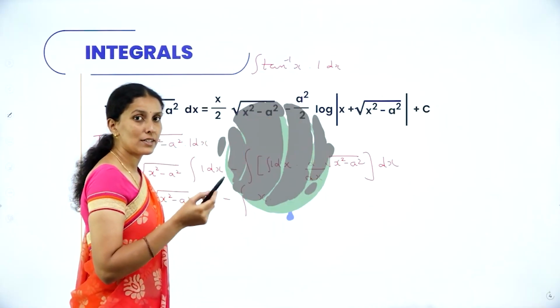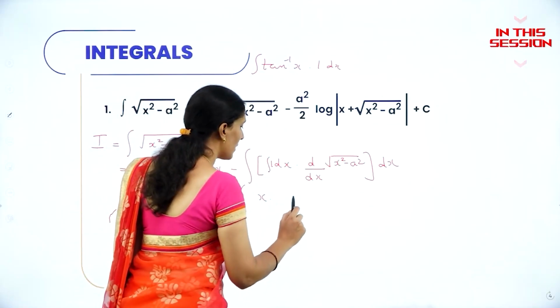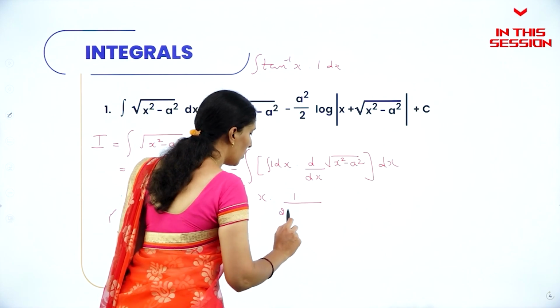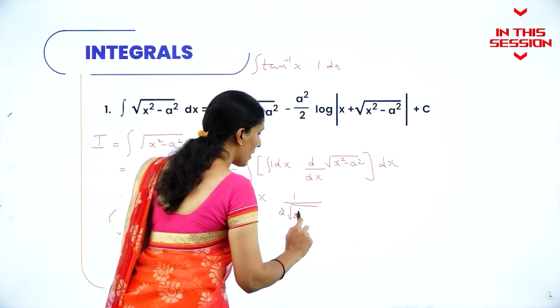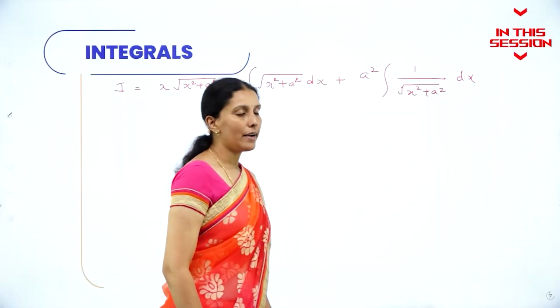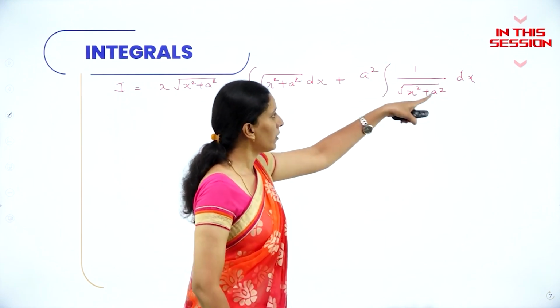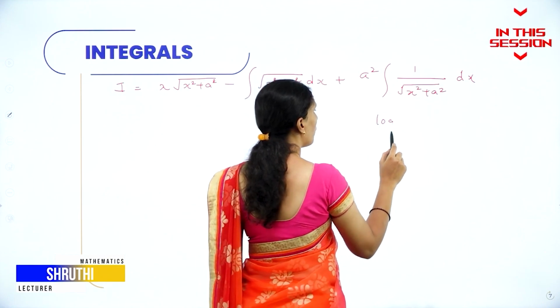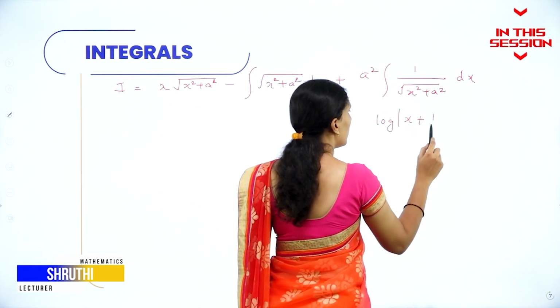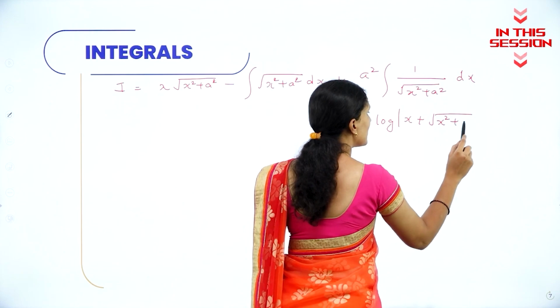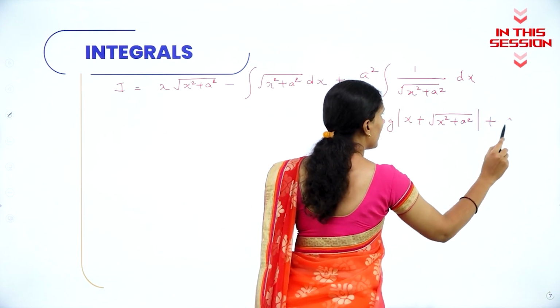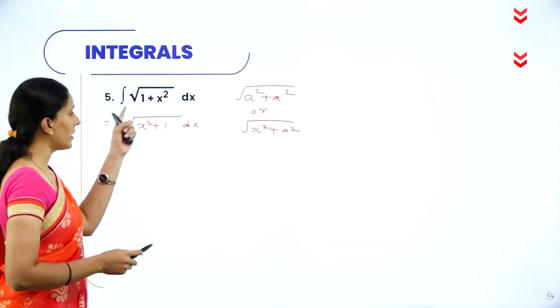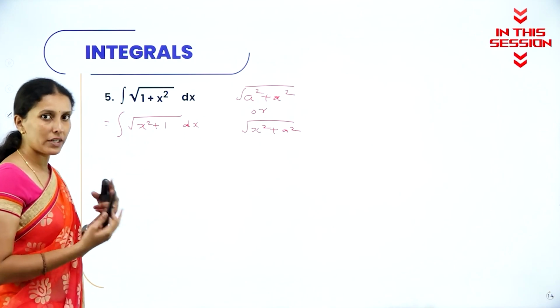If you have root x, it is 1 by 2 root x. So therefore this becomes 1 divided by 2 root of x square minus a square. The standard integral of the form 1 divided by root of x square plus a square can be written as log of modulus x plus root of x square plus a square plus integration constant. So whatever you write, it is 1 plus x square or x square plus 1, it is one and the same.